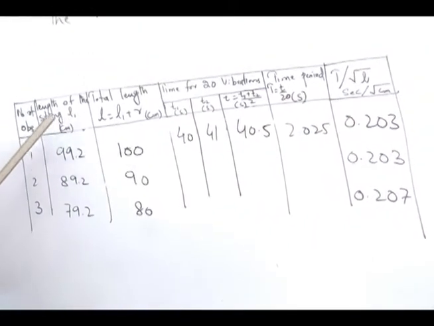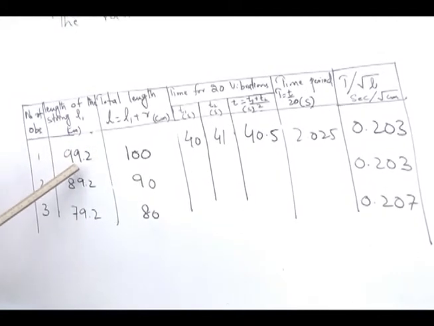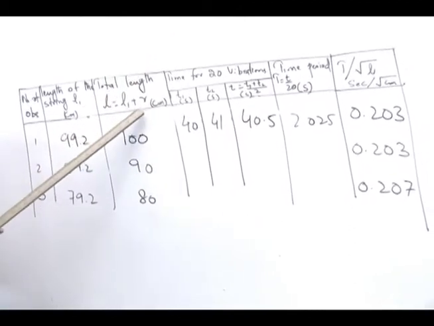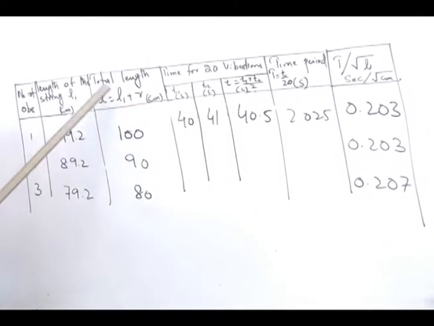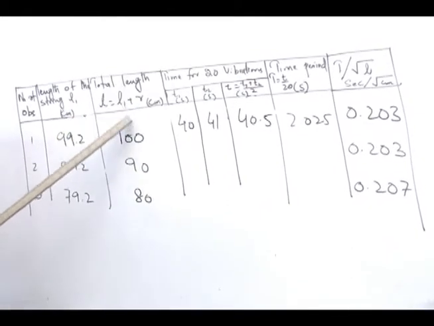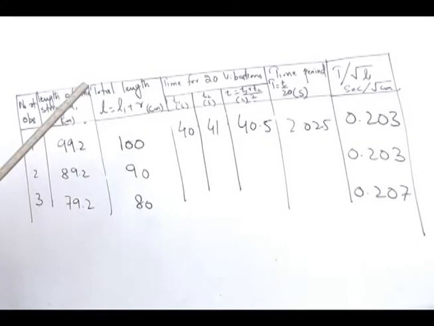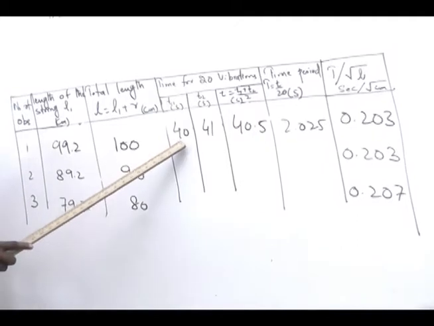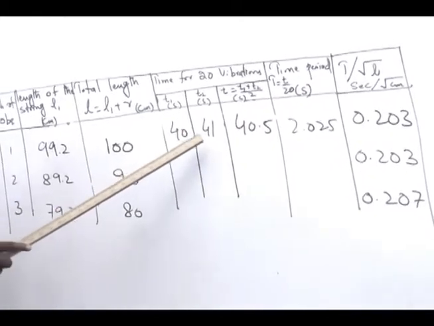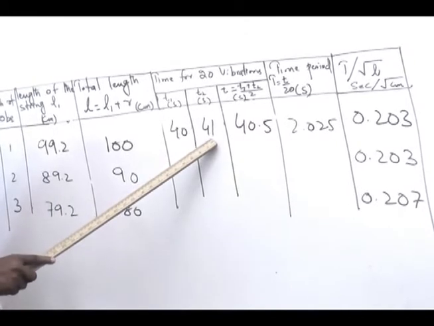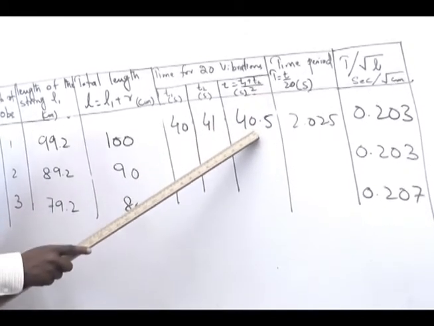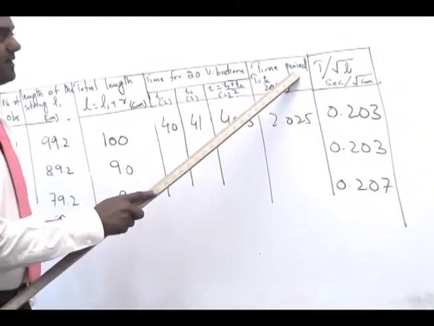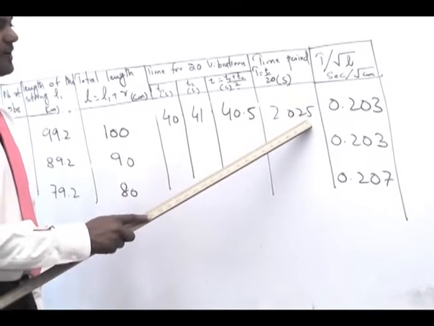Okay, the length of the string L1 was 99.2 cm. The radius of the bob was 0.8 cm. When we include the length of the string and the radius of the bob, the total length of the pendulum becomes 100 cm. The time for 20 vibrations for 100 cm length was 40 seconds the first time. For the second time it was 41 seconds. The mean value comes out 40.5 seconds, from which we can find the time period, which is 2.025 seconds.